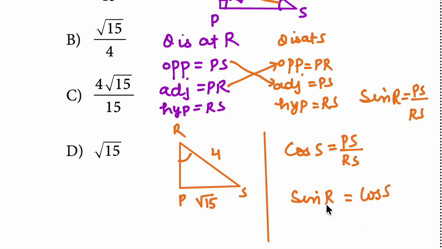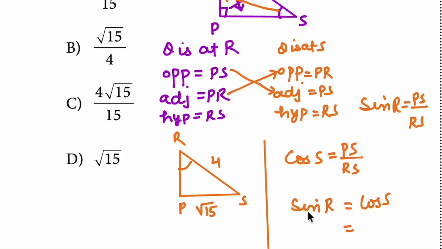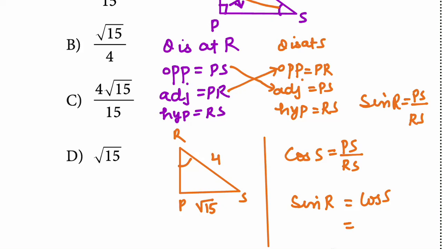Now if you realize this first or you have learned this property, you will not try to use Pythagoras here. You will strictly go with the property, and whatever is the value of sine of R, which is root 15 by 4, it will be the same as cos of S. So that means B is the right option.